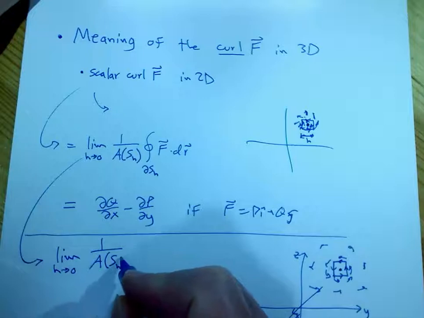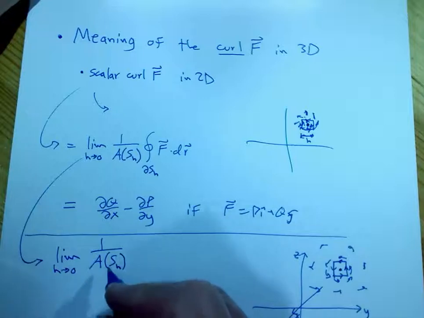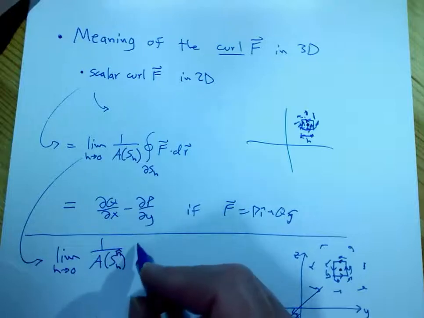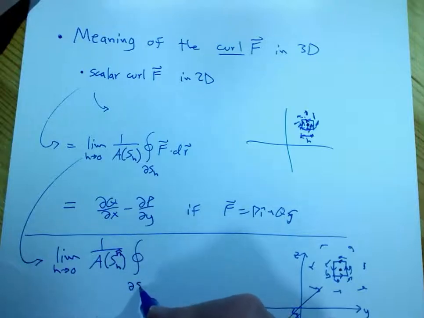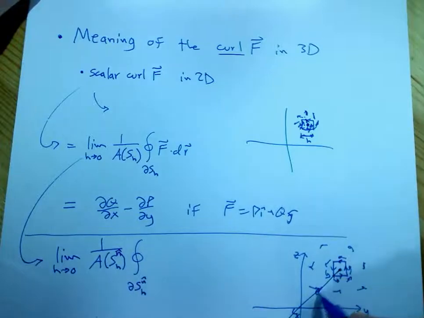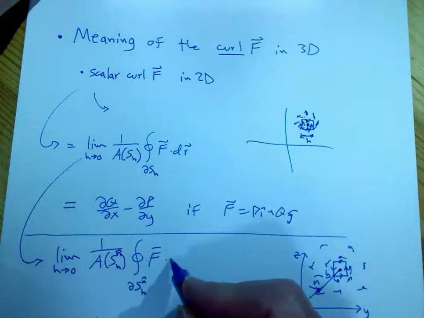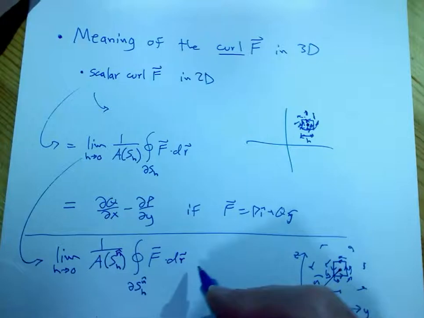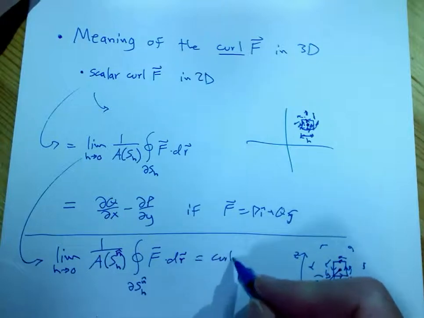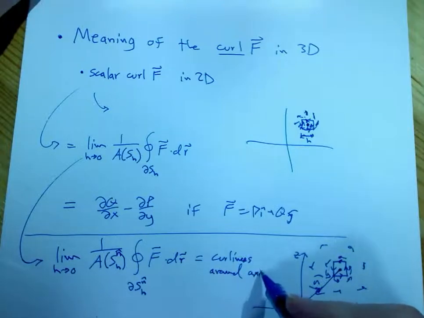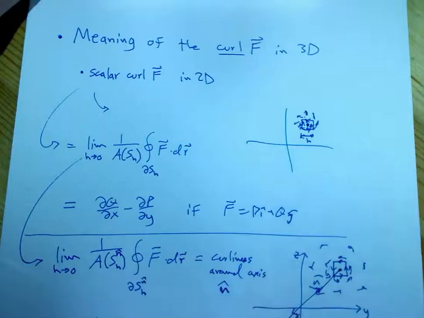It's still going to be a circulation per unit area, but I guess I should decorate it with an n here for the normal vector. The boundary of that particular square with size h with particular normal vector n. So in this case, it's kind of coming out like that, of F dot dr. Okay, so this would be sort of the curliness around the axis given by that unit vector.